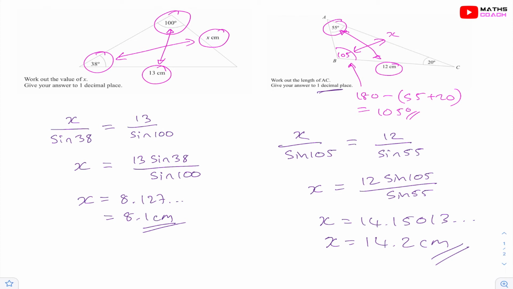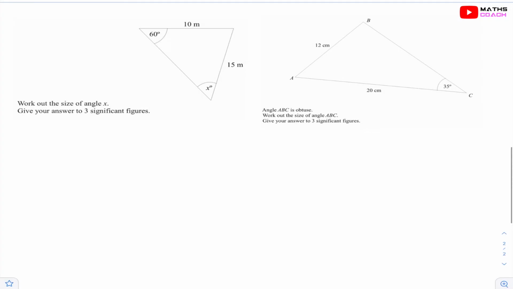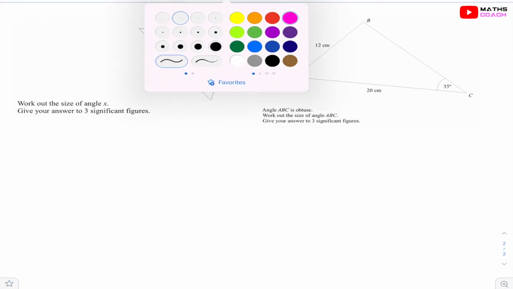So now you've seen how the sine rule applies to finding sides. Let's now look at how we apply the sine rule to finding angles. So here are the two questions that we are going to be applying the sine rule to find the angles for. So the first question says, work out the size of angle x, giving your answer to three significant figures. Once again, let's look for our pairings.